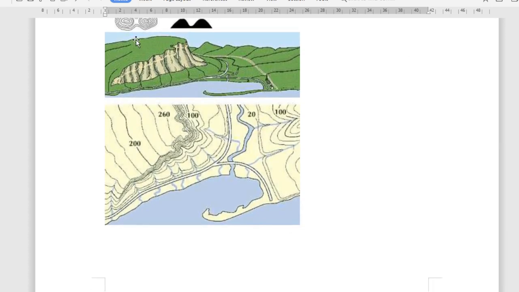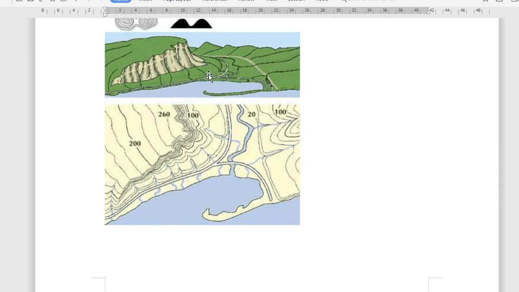hierdie ene hier. So hier kan ons hierdie bergie sien, this little mountain here. This cliff is very steep, dis 'n styl helling. So hier het ons die contourlyne baie naby aan mekaar. Contour lines are very close to each other over here. En hierso is dit geleidelik, so it's a gentle slope here, en ons kan sien die contourlyne hier is ver van mekaar. It's far from each other.